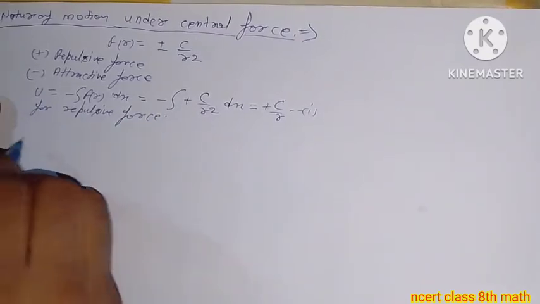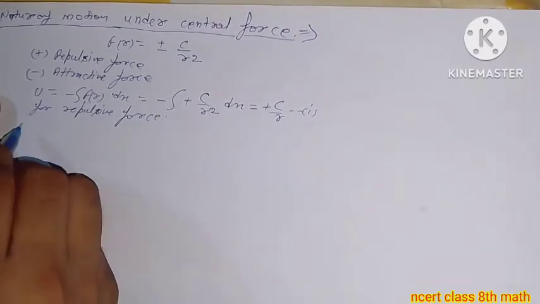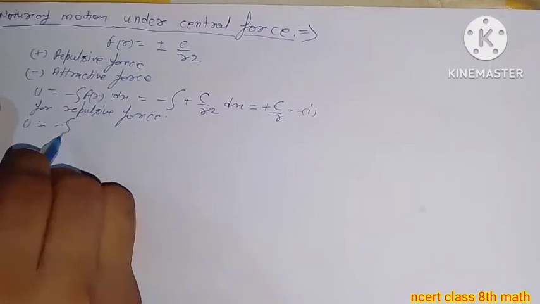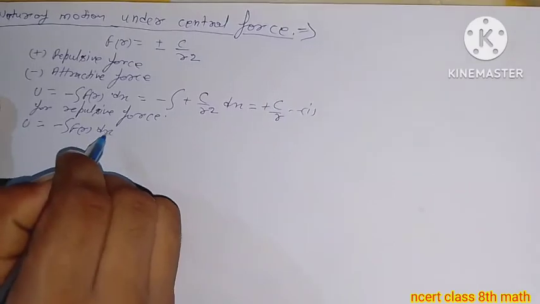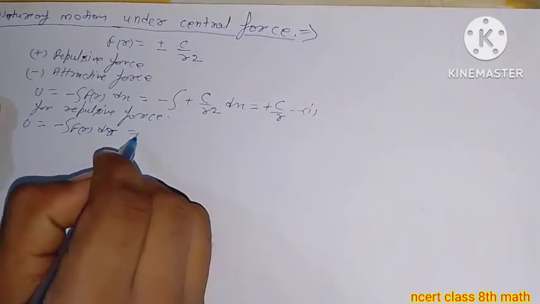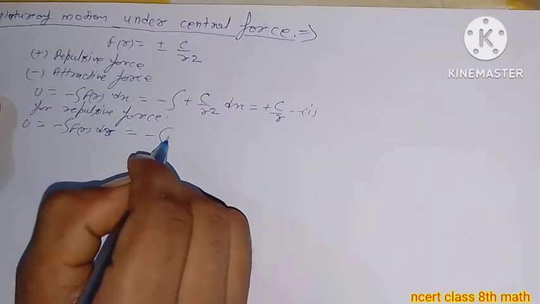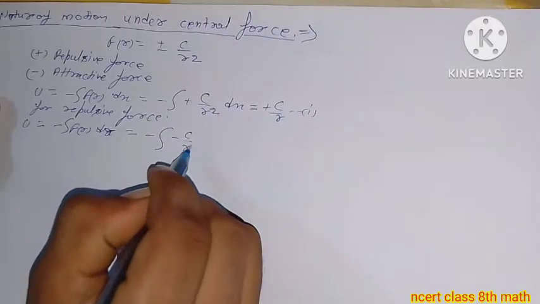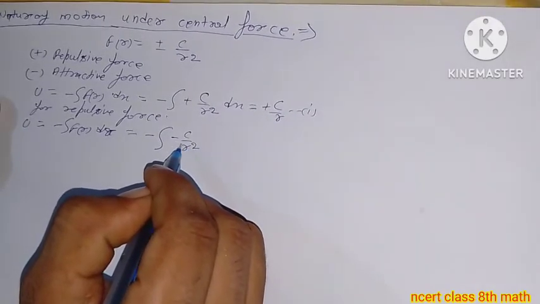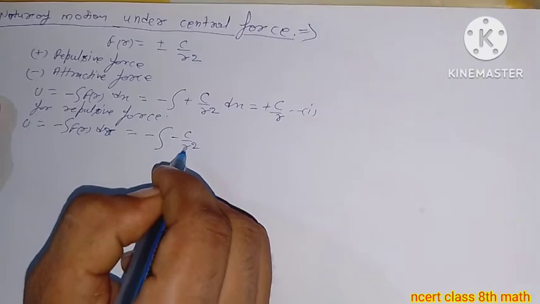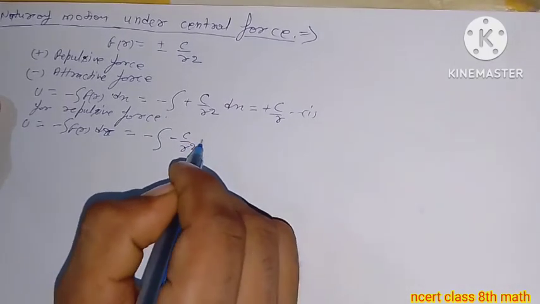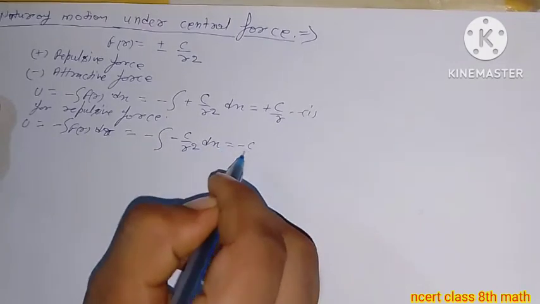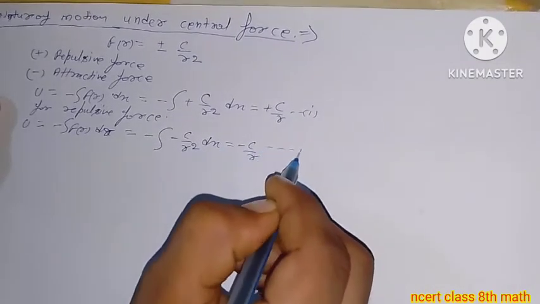And for an attractive force, U equal to minus the integration of F(r) dr. Then the value is minus the integration of minus C upon r square. The minus sign represents the attractive force. So this value is minus C upon r square dr, equal to minus C by r. This is equation number 2.